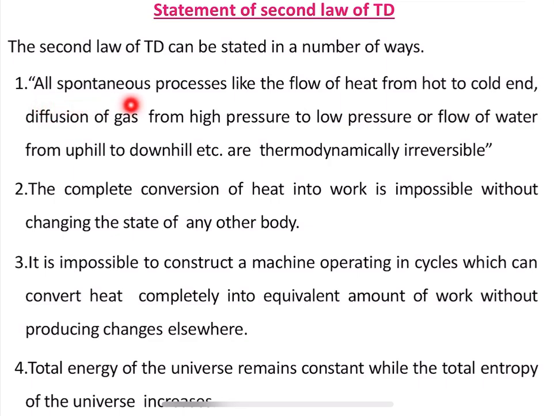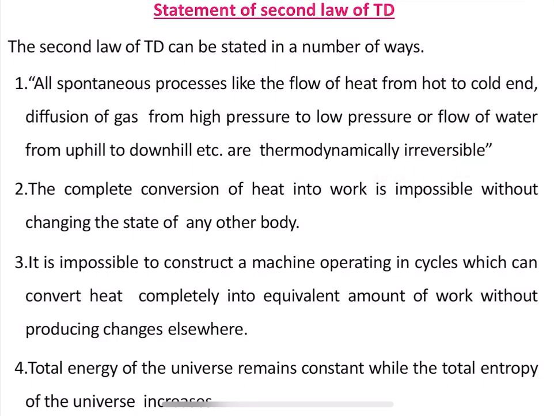The first one is: all spontaneous processes. Spontaneous process means one which occurs without an external aid. Naturally the process is going to take place. So all spontaneous processes, like the flow of heat from hot to cold, which is quite common, and diffusion of gas from high pressure to low pressure. The gas will not pass from low pressure to high pressure, whereas the gas has the tendency and also the speed to diffuse from higher pressure to the lower pressure region. Or flow of water from uphill to downhill, etc.